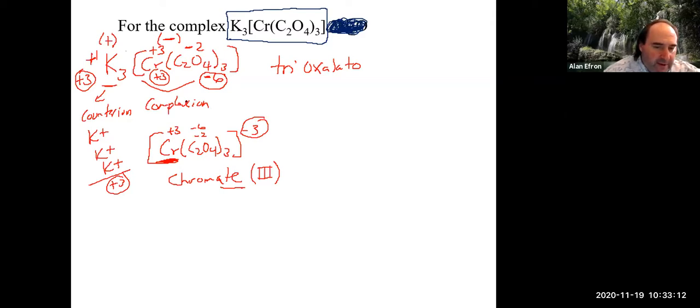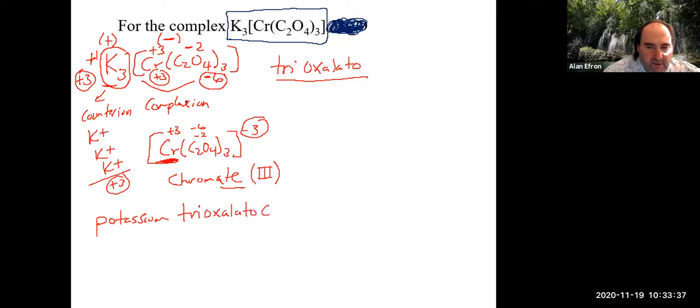Again, we will start with our positive one, which is our counter ion. Even though there are 3 of them, counter ions are just named by what they are. So we would just do potassium. We would then start with our ligand for our complex ion in alphabetical order, and since there's only 1, trioxalato, chromate, Roman numeral 3. So this would be potassium trioxalatochromate(III).